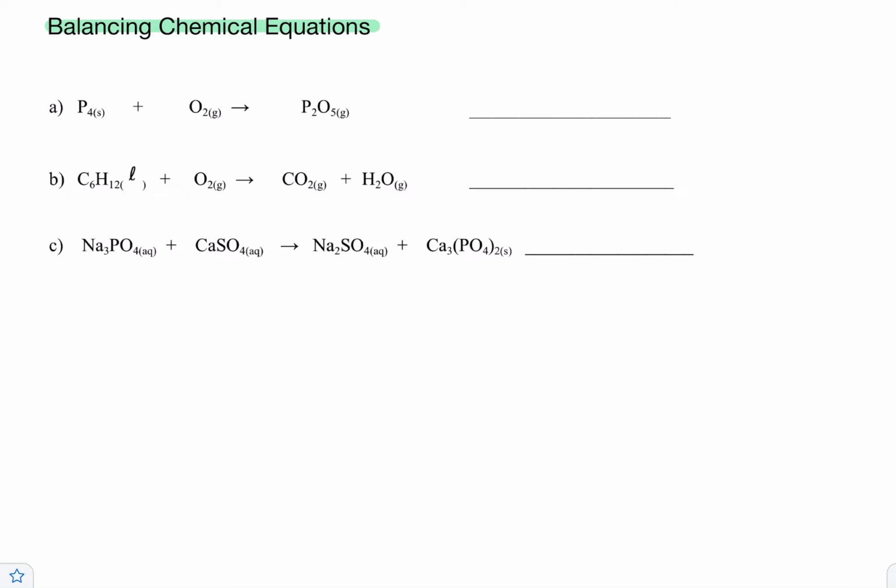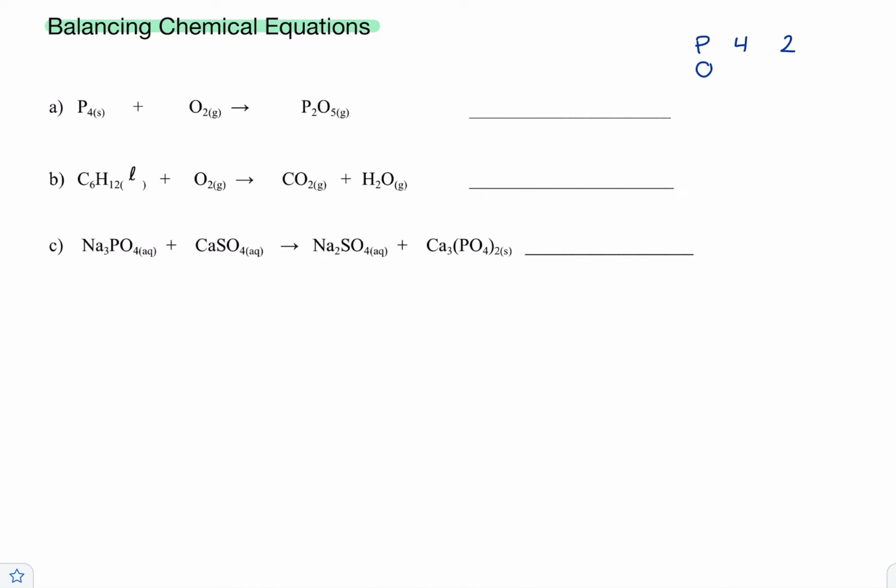So the way I like to do it is I look at all the different elements in the equation. So for example, if we take a look at A, we have phosphorus, which is our P, and oxygen, which is our O. And then I'm going to figure out how many phosphorus are on the left side and how many are on the right side. What we can do is look over here and we see P4. And just make sure you check the whole left side because they can be in more than one spot. So on the left side, we have 4 phosphorus. And then if we look on the right side, we currently have 2.